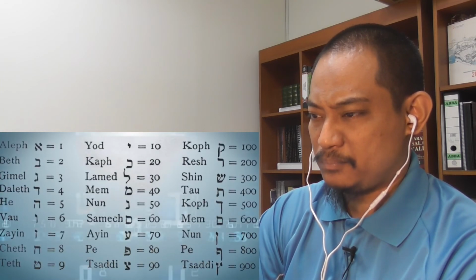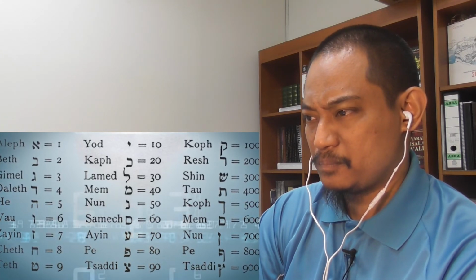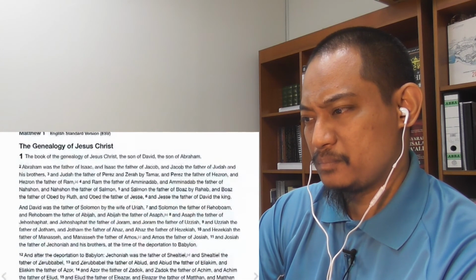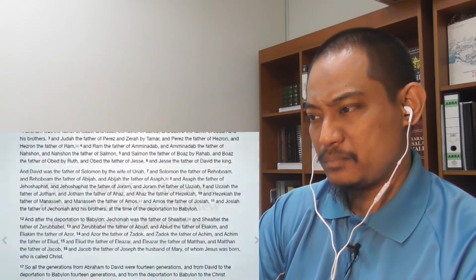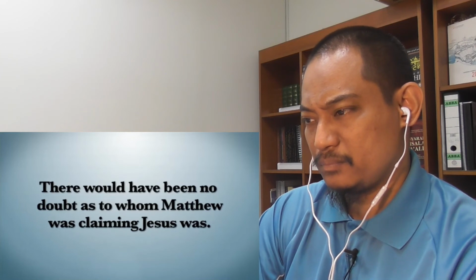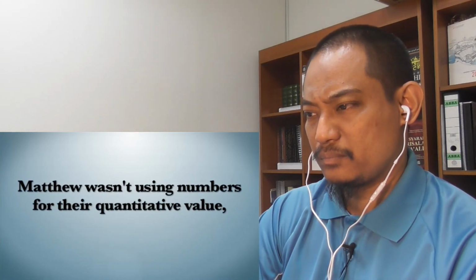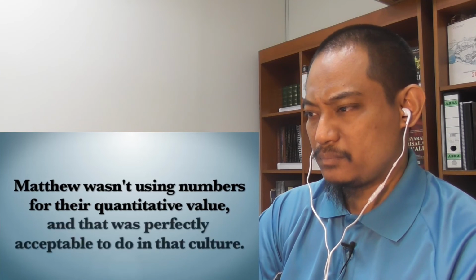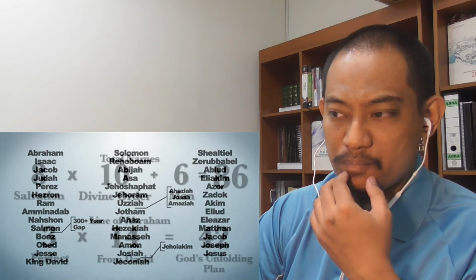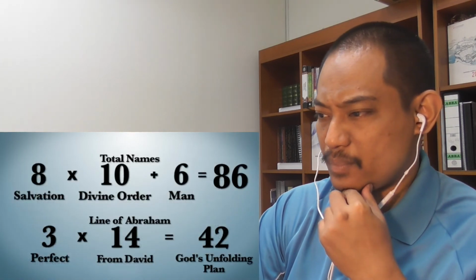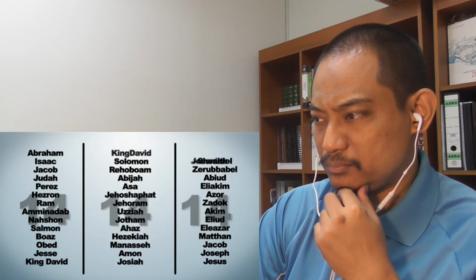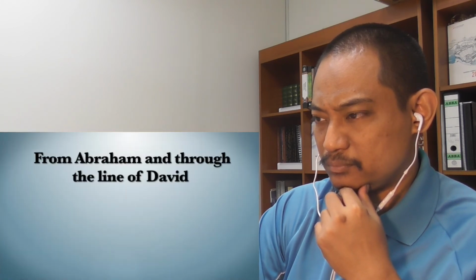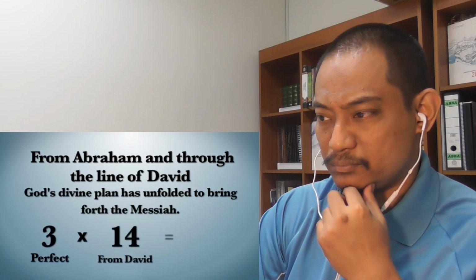Numerology was very important to the ancient Jews, and Matthew, wishing to impress his fellow Jewish readers, encoded a large amount into his gospel, especially in the opening. For a Jew of that time hearing this, there would have been no doubt as to who Matthew was claiming Jesus was. Matthew wasn't using numbers for their quantitative value, and that was perfectly acceptable to do in that culture. So this supposed contradiction can be explained by pointing to the cultural context. Matthew was intentionally reorganizing the data to put a much more important message in his genealogy, namely that from Abraham and through the line of David, God's divine plan is unfolded to bring forth the Messiah.